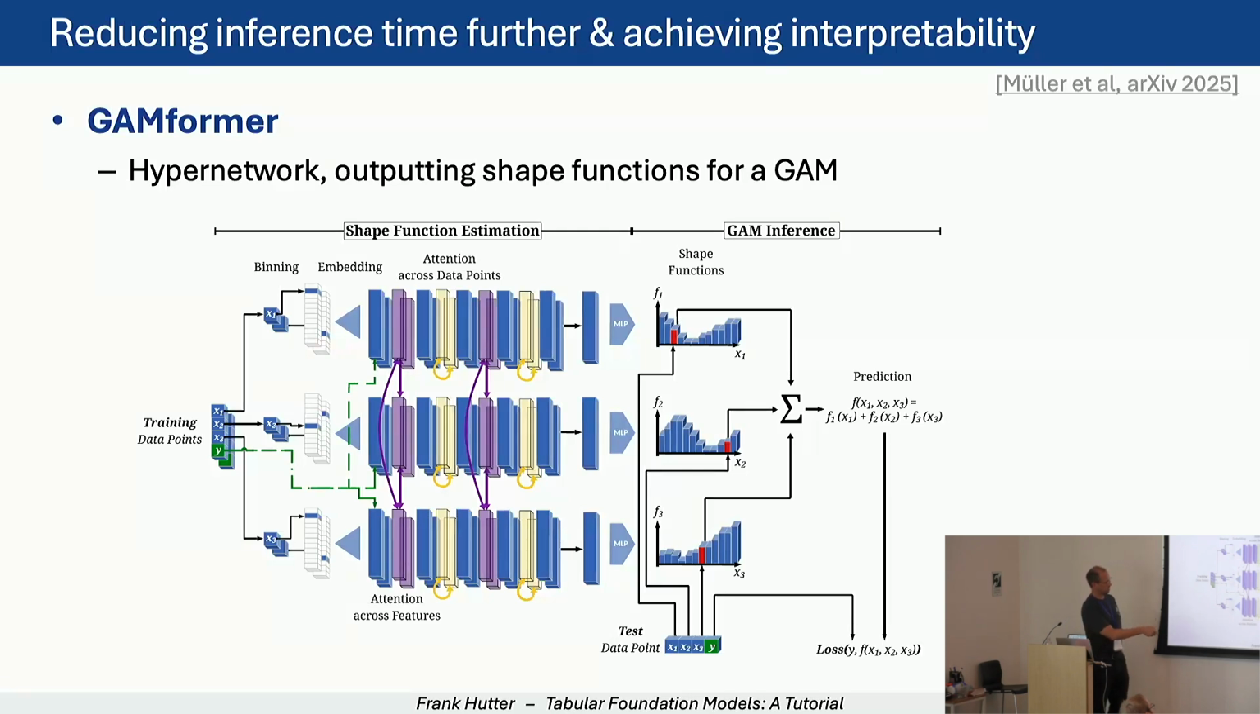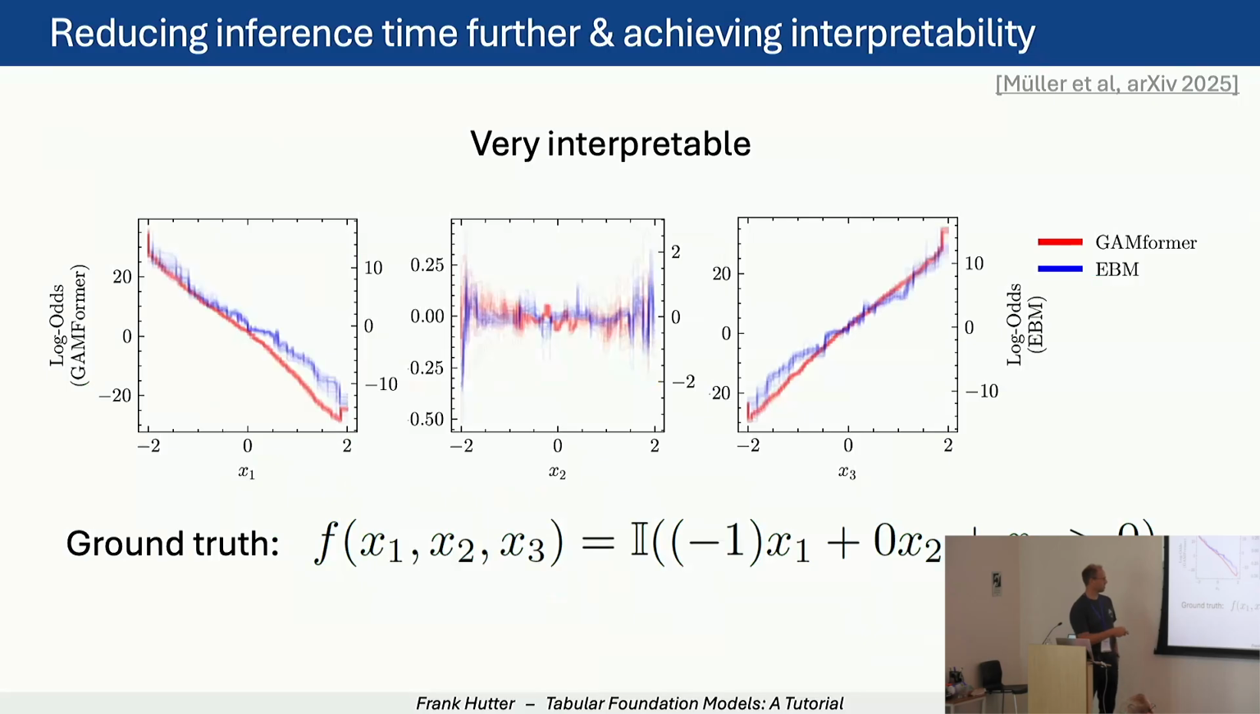And then, yeah, you can compute your loss and again backprop through this whole thing. And given a new test data point, now you just need to look at the shape functions that are predicted for this test data point. And that actually becomes super interpretable and super fast in inference. Here's an example where the ground truth function is sort of -1 times this dimension, 0 times this dimension, +1 times this dimension. And yeah, these are the shape functions that come out. There is some noise, so it's not perfect, but you can look at this and actually just give this directly to someone who would like to understand what the predictions are.